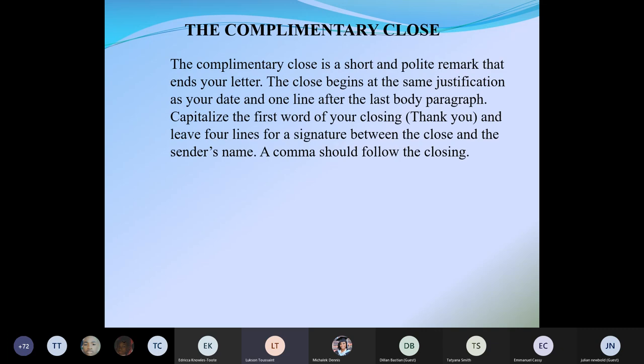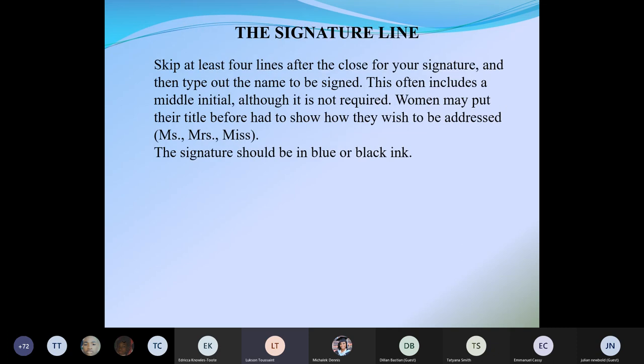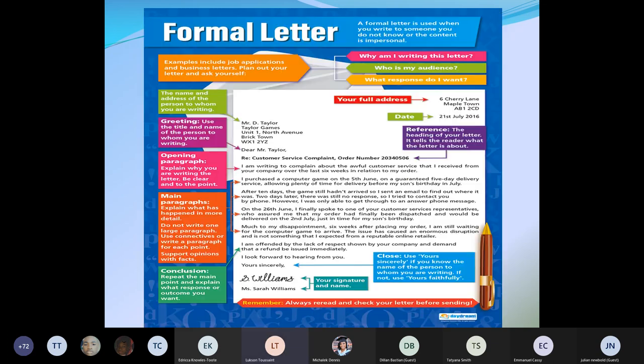Then we also have the complimentary close. It is that short and polite mark that ends your letter. The close begins at the same justification as your date, one line after the last body paragraph. It's things such as thank you or sincerely yours. And then after that, you will have your name at the bottom of it. After thank you or sincerely yours, Mr. So-and-so. I hope you guys can see it. You can see it from your end, I don't know.